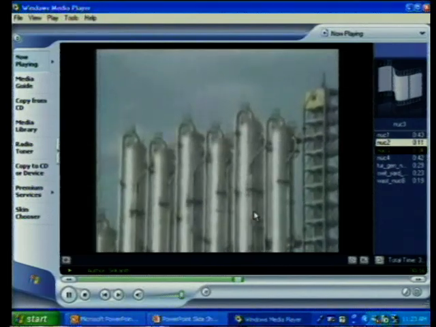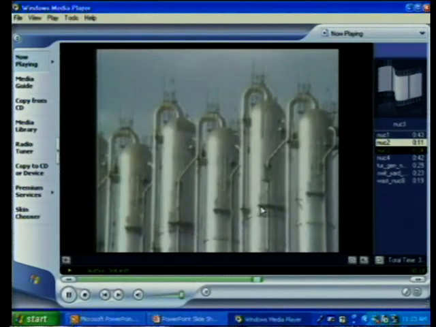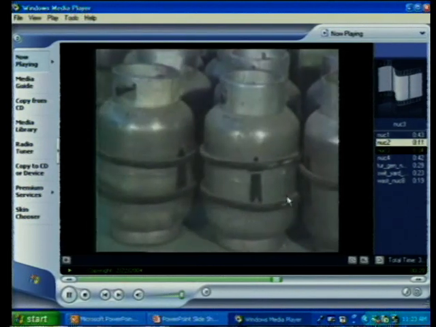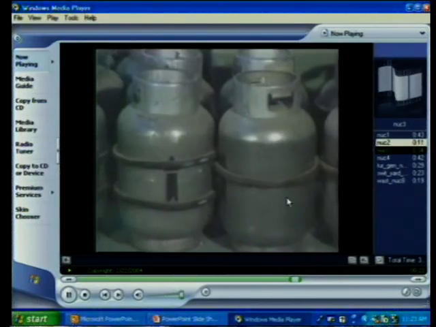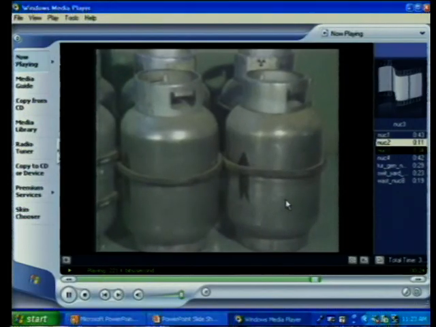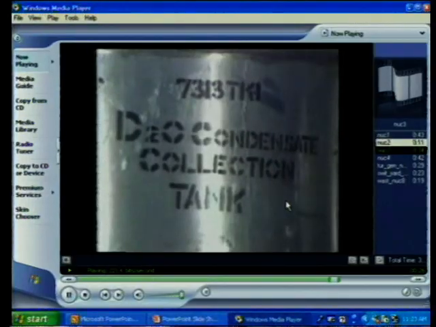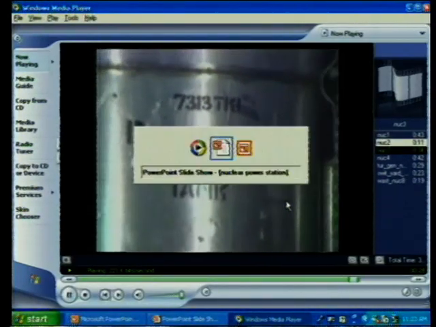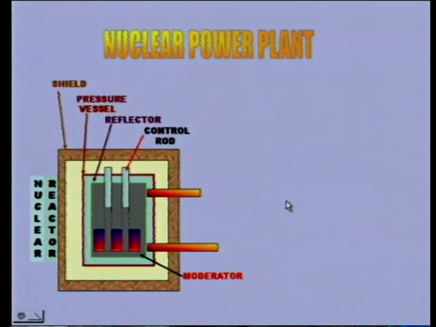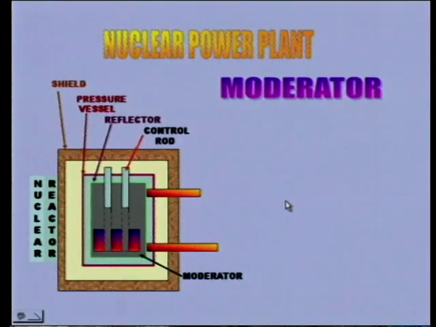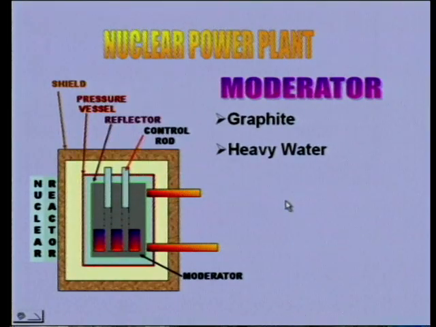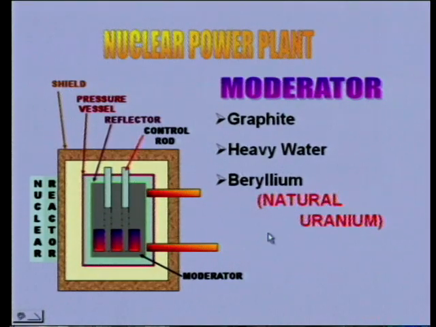The production process is very complicated. So, the cost of the heavy water is very high and it is mostly used in nuclear power plants. Now, let us talk about the various types of moderators that we have. The moderators we have are graphite, heavy water and beryllium.